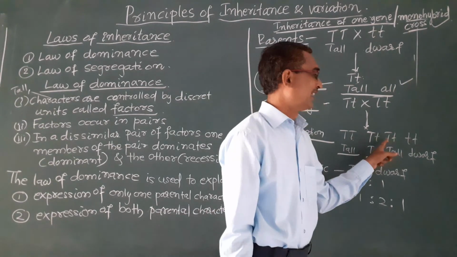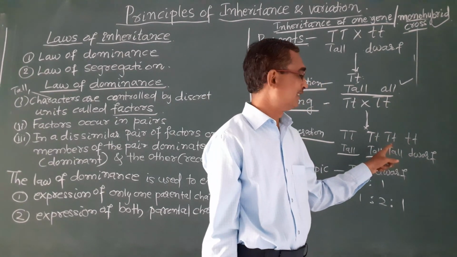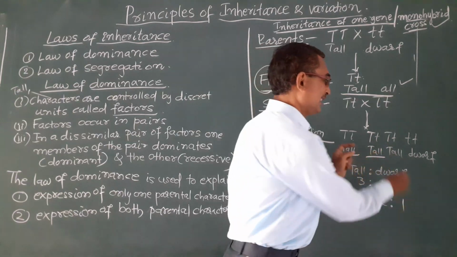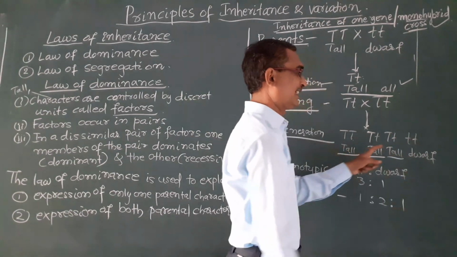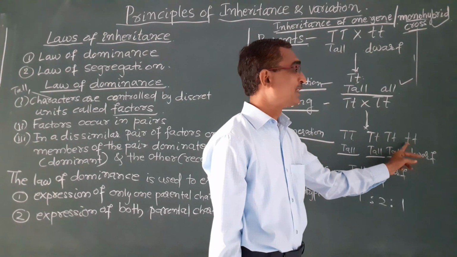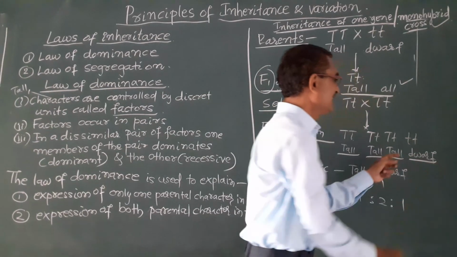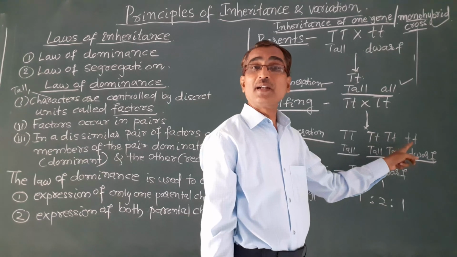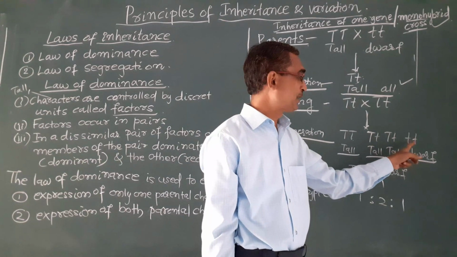And here one more tall plant, that is capital T and small t, and you see the fourth plant was a dwarf, that is small t and small t.